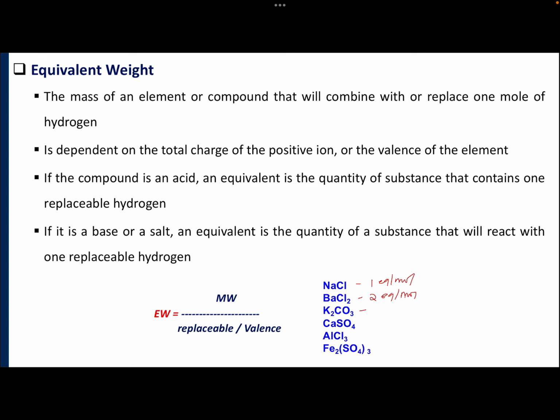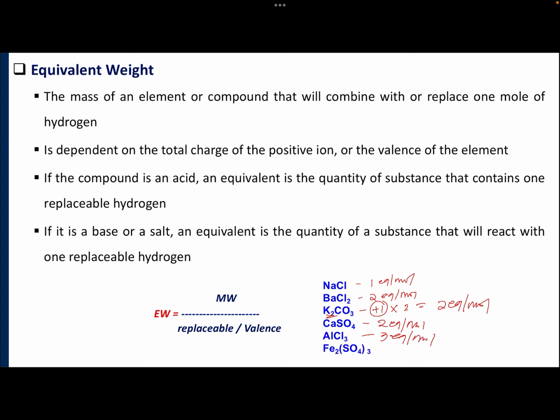For potassium carbonate, we have plus 1 for potassium times 2, because there are two of them. Where did the plus 1 come from? The oxidation number. Equals 2 equivalents per mole. Calcium is 2 equivalents per mole, aluminum is 3 equivalents per mole.